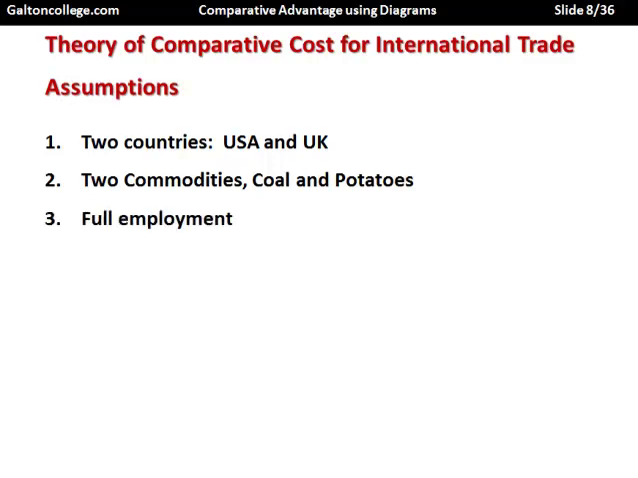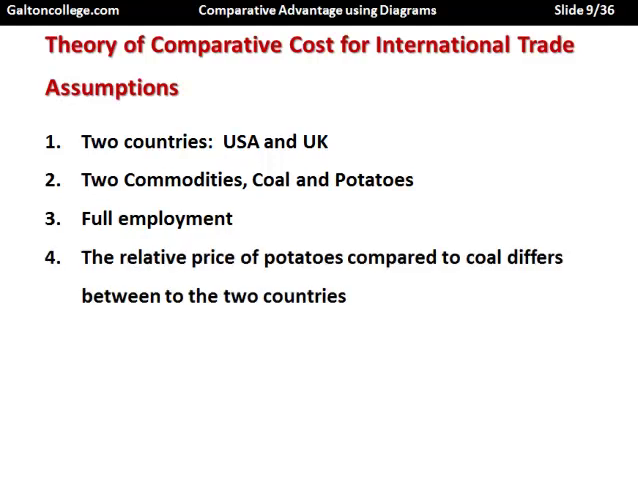We'll say that there is full employment, that output can't be expanded beyond the current levels of production. In other words, everyone who's able and willing to work has a job, and they're working efficiently. The relative price of potatoes compared to coal differs between the two countries. There must be a difference in price between the two countries for the commodities, and usually there is a difference. So a difference in price between the two commodities in the two countries.